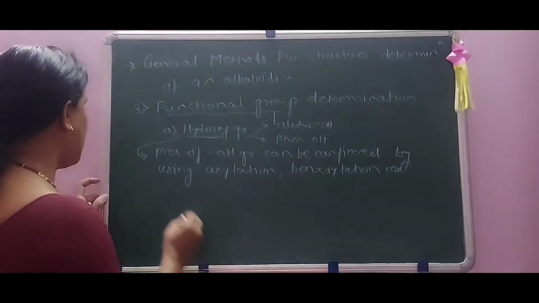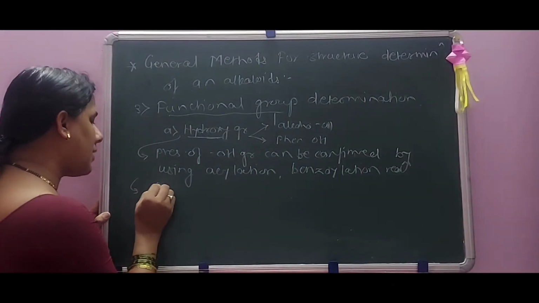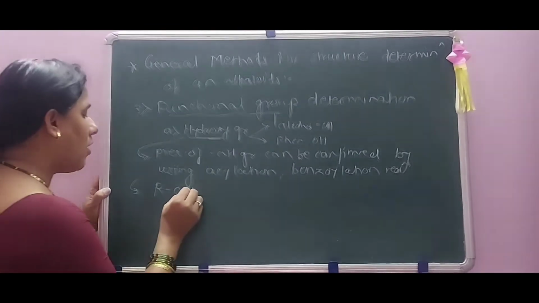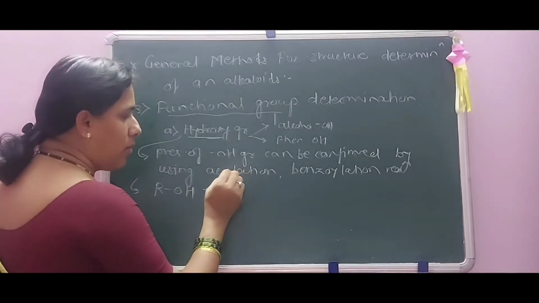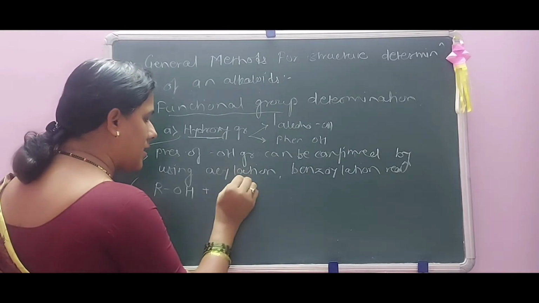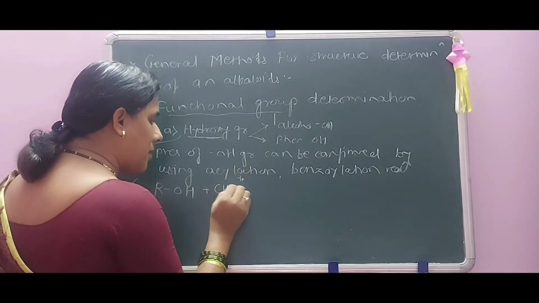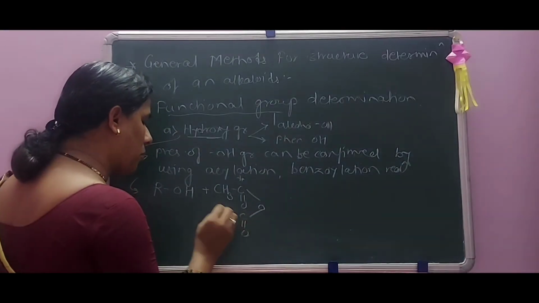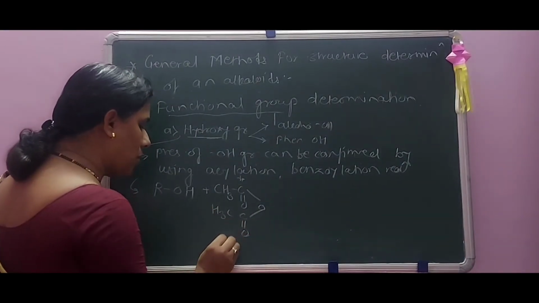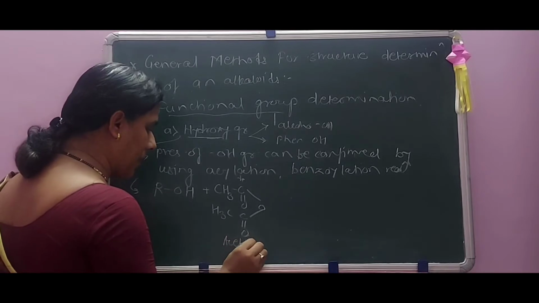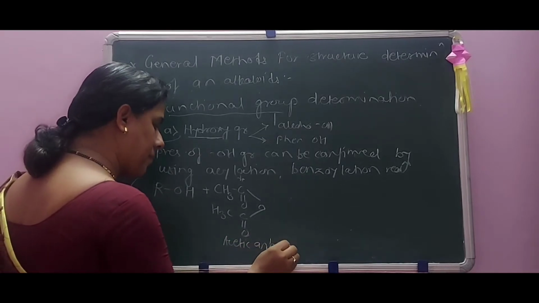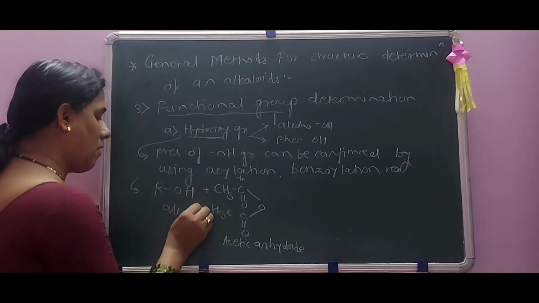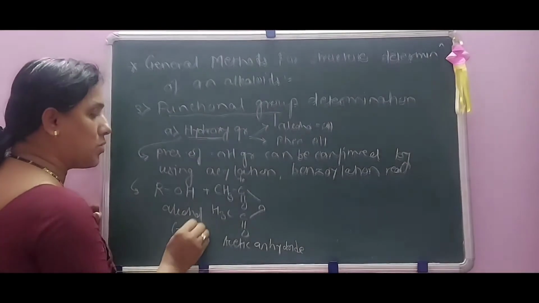I am repeating this again. When compounds containing the hydroxy group react, first for acylation purposes, we use acetic anhydride, (CH3CO)2O, with C double bond O and CH3. This is called acetic anhydride, a reagent for the OH group.